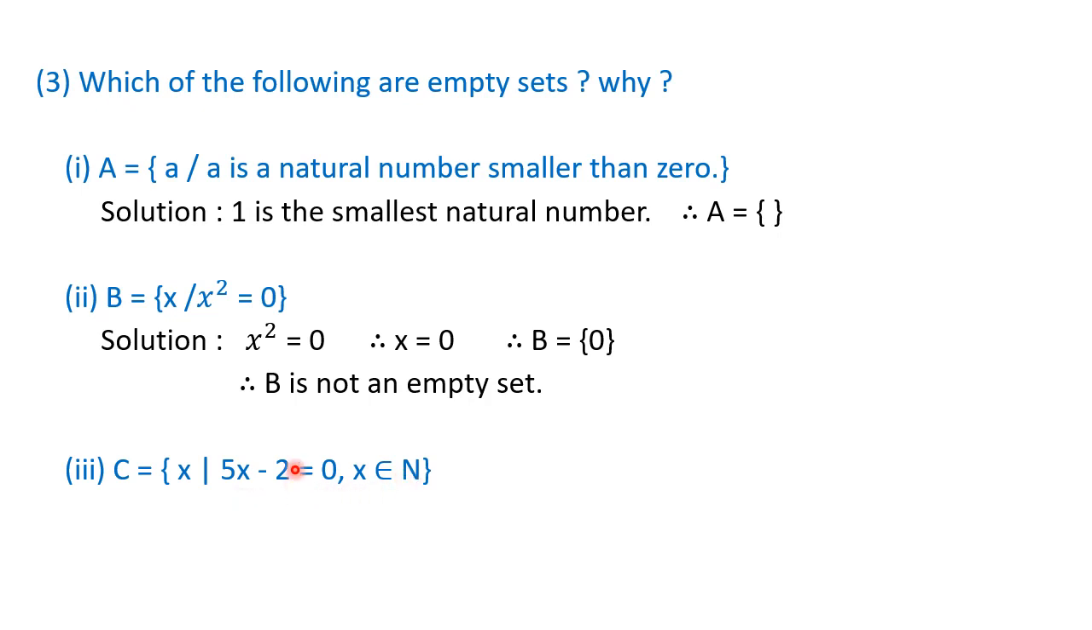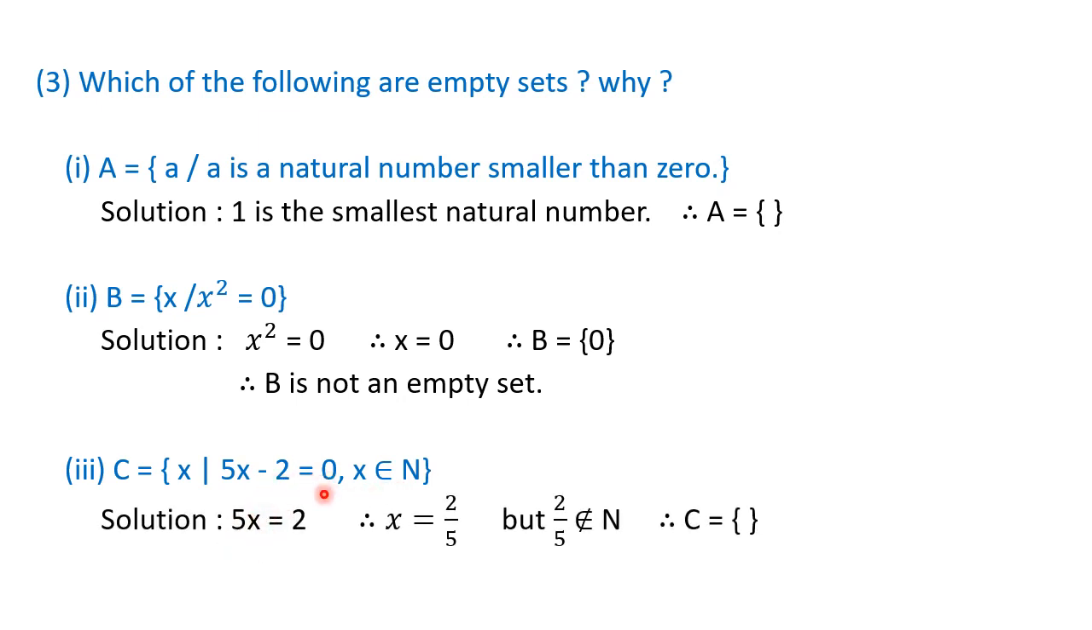So let us first solve this equation and then find the value of x and then check whether x belongs to N or not. And from that we can decide whether it's an empty set or not. Okay. So 5x minus 2 is equal to 0. Therefore, we can write down 5x is equal to 2. And from that, we can write down x is equal to 2 upon 5.